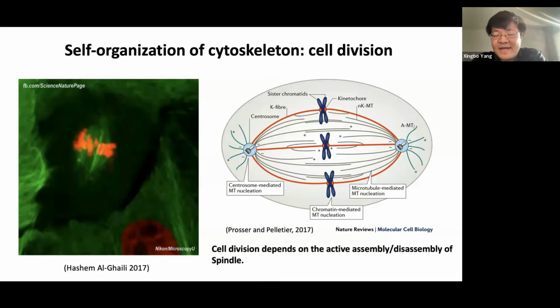I have to say that the dynamics of the spindle is still under very extensive research. In cell biology textbooks, you know the spindle and the segregated chromosomes, but how do microtubules nucleate? How does this process happen from a physics perspective? It's still under very intense research, so I think it's also a very exciting field.